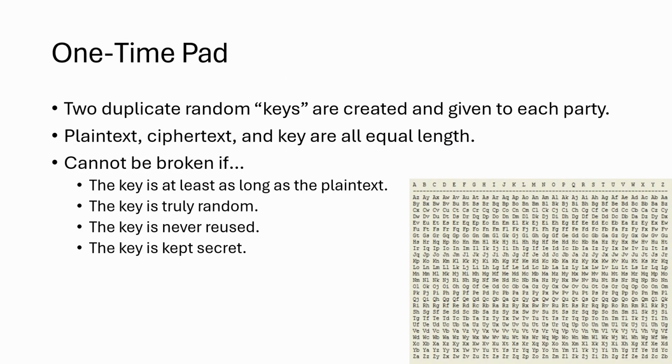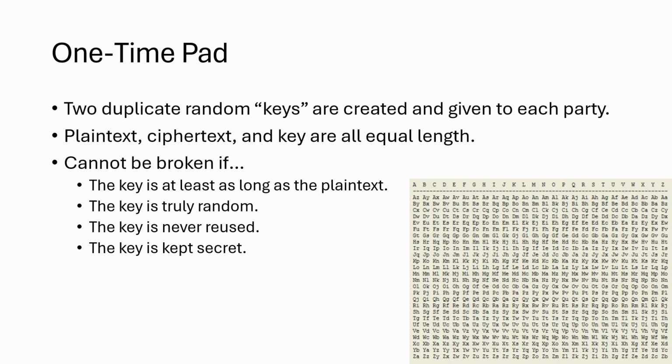Last but not least, we have the one-time pad. It is one of the only unbreakable ciphers with a couple of stipulations. So it's comprised of two duplicate random keys that are created and given to each party that's communicating. Plain text, ciphertext, and key are all equal length. So you have a different substitution for every character on the plain text.